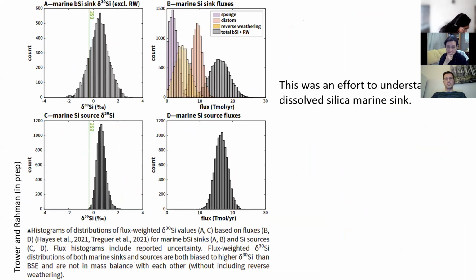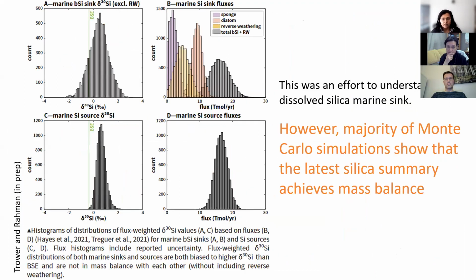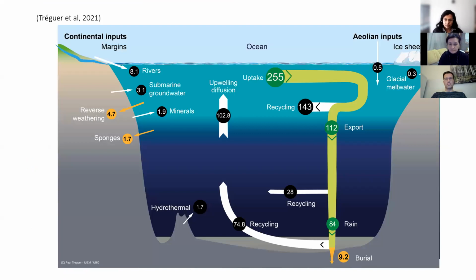I don't think I have much time, so I'm going to go through this quickly. One of our summaries is that the majority of the Monte Carlo simulations showed that the latest Tréguer et al. summary achieves mass balance, which is one of the questions that I queried with this compilation effort. And we've done some other things with it, and I'm happy to talk to you about that later.